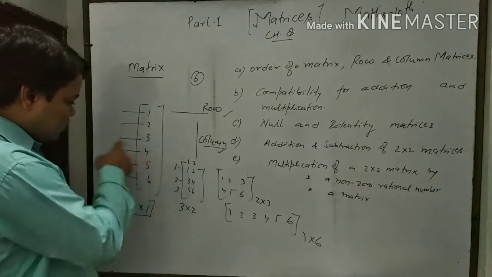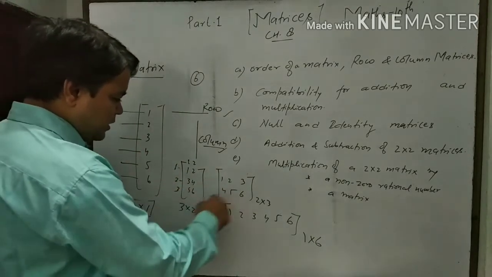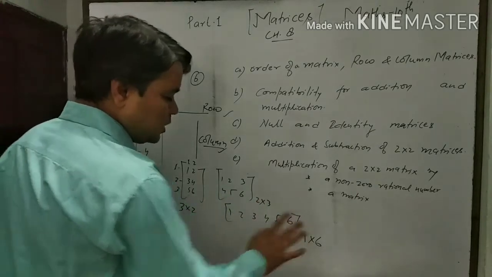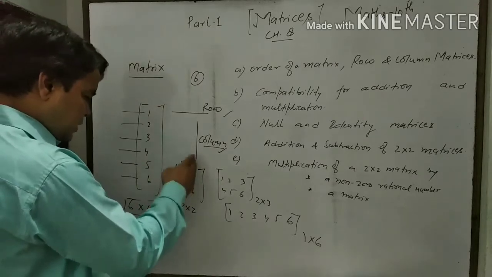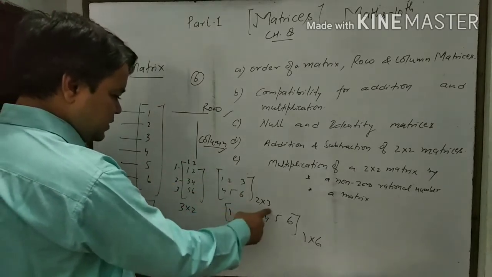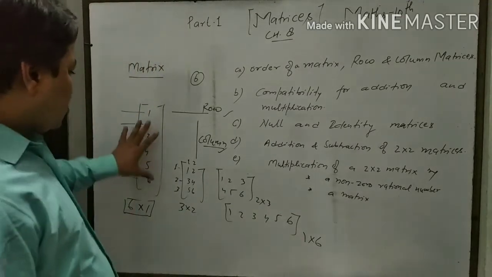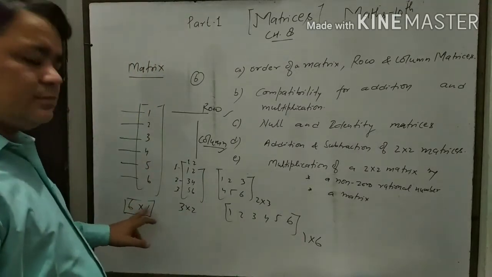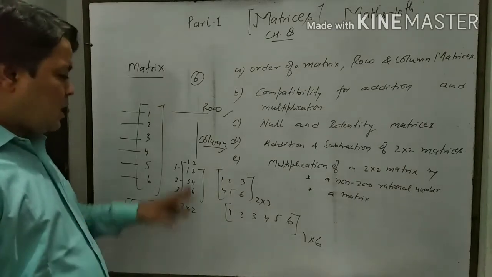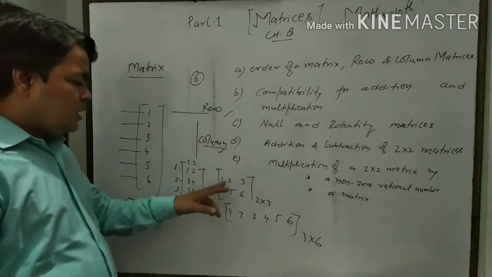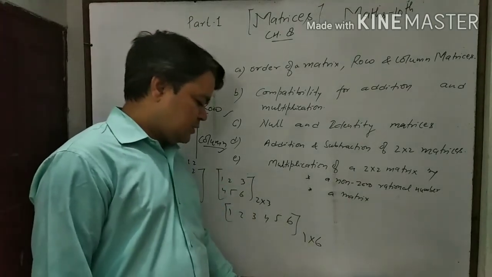First we write the number of rows. Here the number of rows is 6, here 3, here 2, here 1. And after that, columns. How many columns here? 1. Here? 2. Here? 3. And here? 6. Therefore the order of this matrix is 6 by 1, the order of this matrix is 3 by 2, the order of this matrix is 2 by 3, and the order of this matrix is 1 by 6.